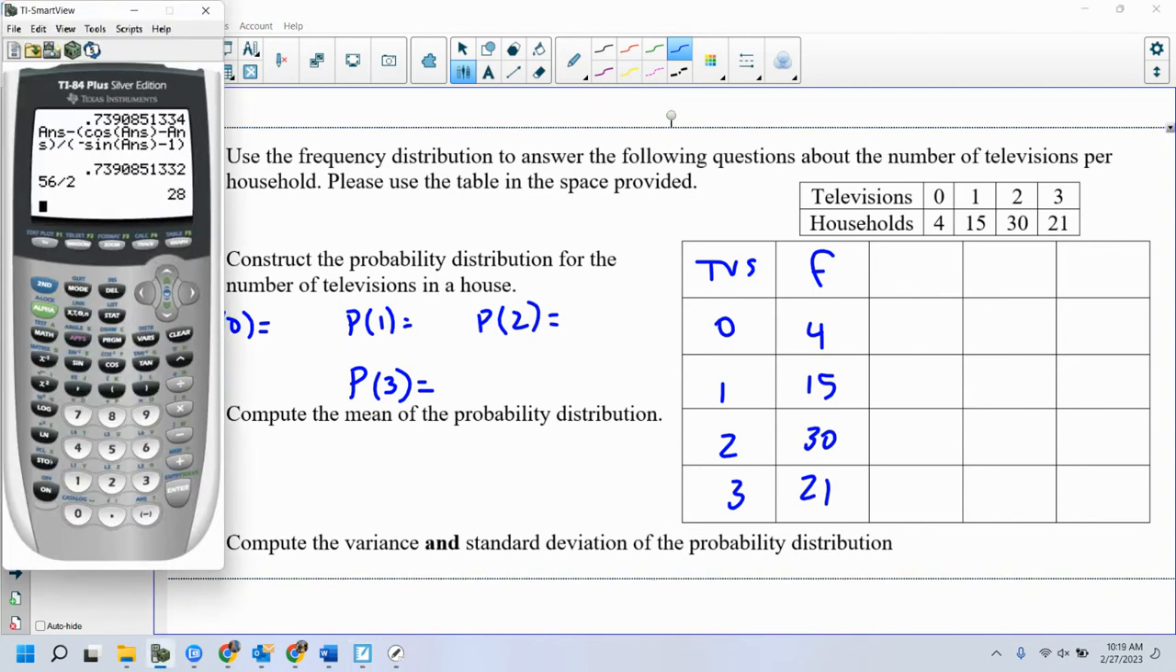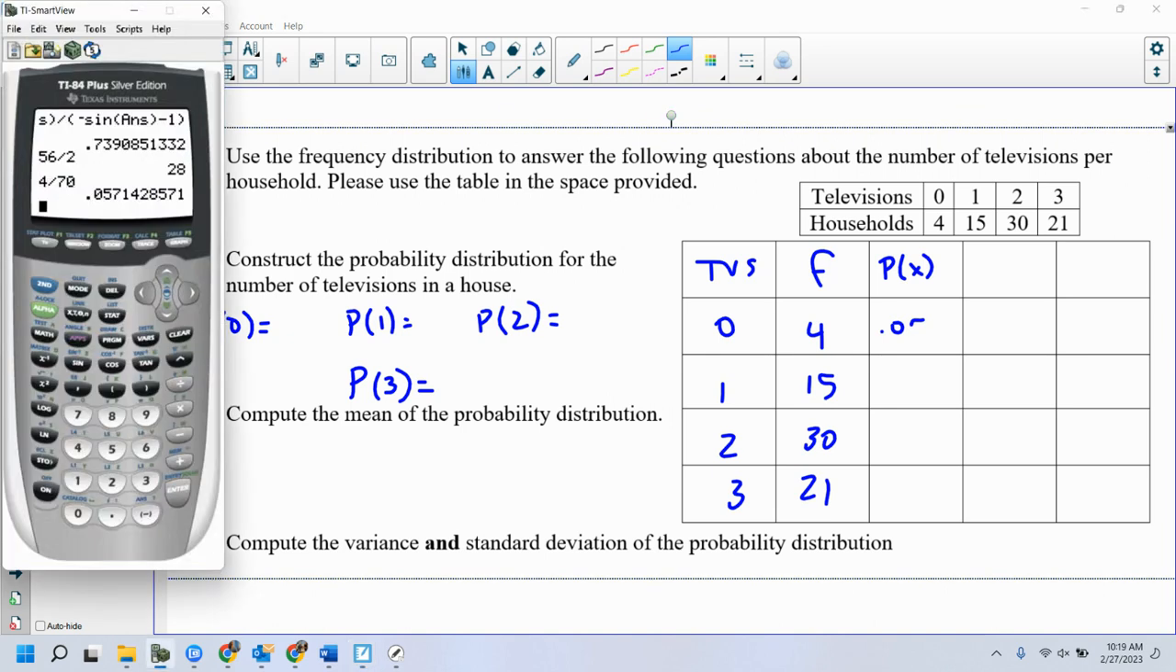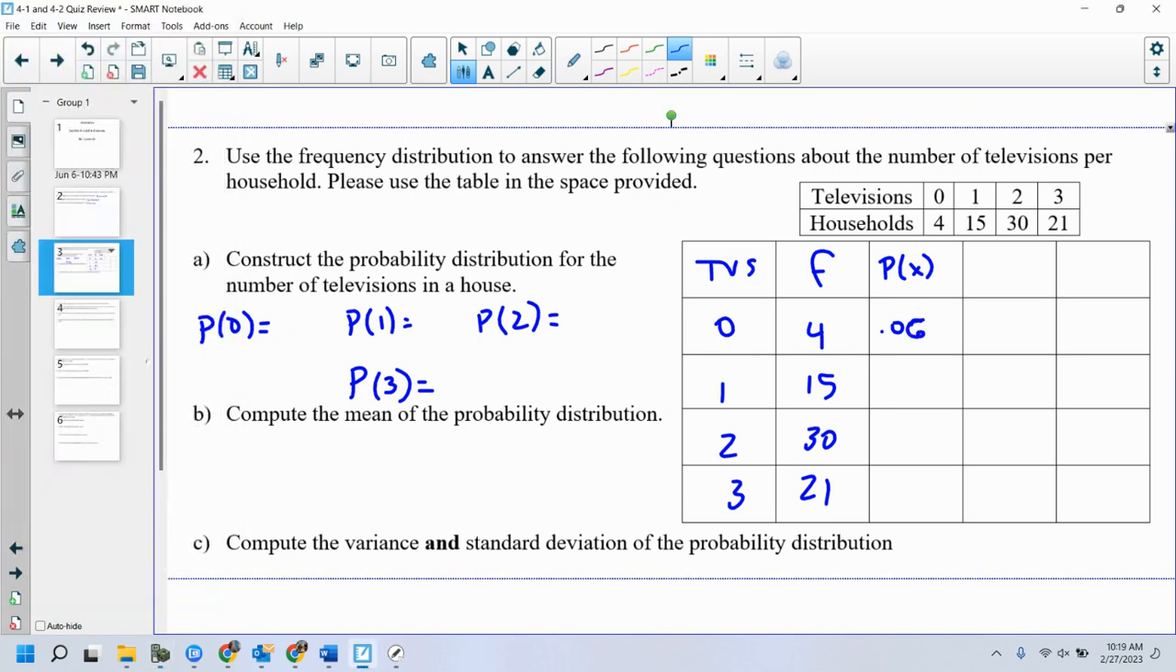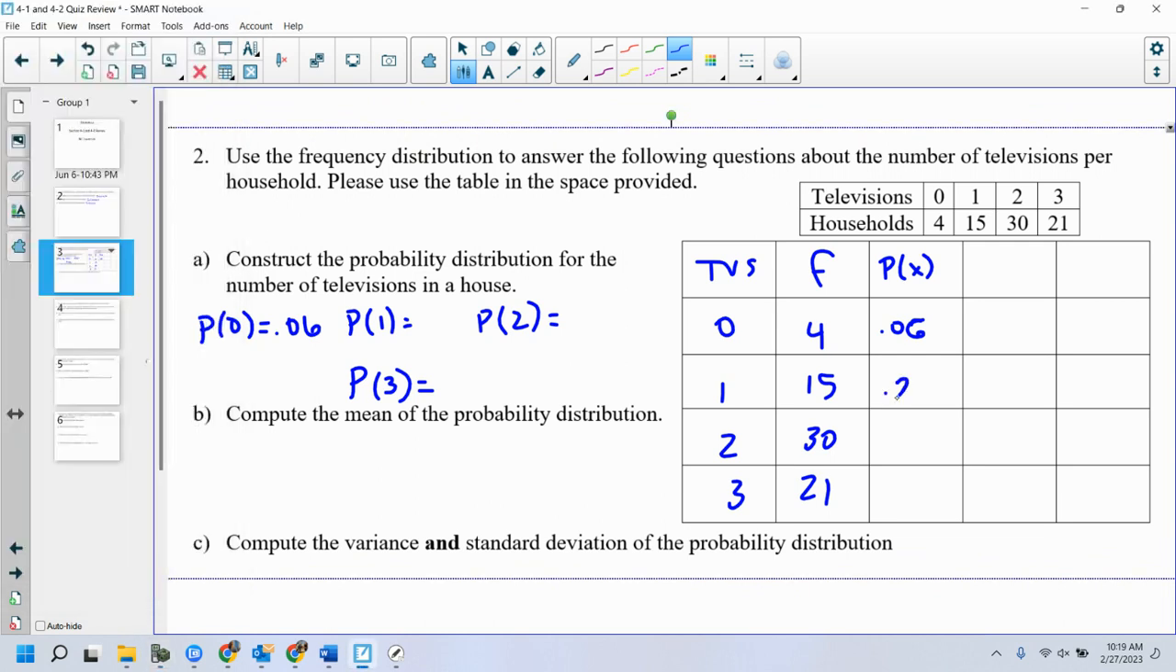So let's add these up. 45 and 25. Is that 70? Did we get 70 as our N? So 4 out of 70 is 0.057, but let's round it, 0.06. P of 0 is 0.06. P of 1, 15 out of 70, which gives me 0.21.